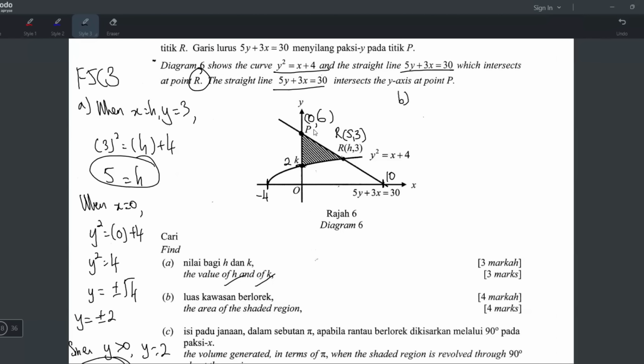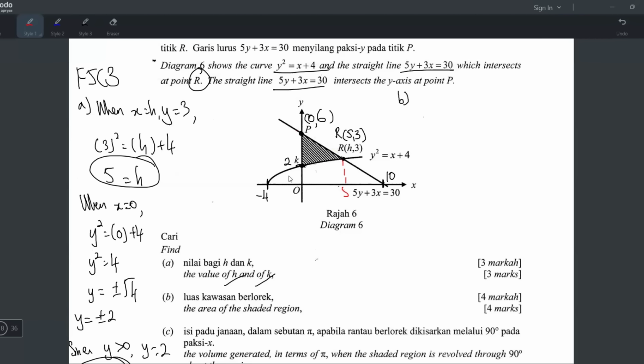Alright, first thing, let's look at the shaded region first. It's here. So I'll tell you straight away, confirm you have to integrate dua kali. Confirm. Doesn't matter which axis you use. If you use the x-axis, okay, this one is 5. If you use the x-axis to integrate, you have to integrate dua kali. First time is to integrate to get the trapezium, and then second time is to get this region. Okay, means you have to take straight line minus curve if you're using x-axis.